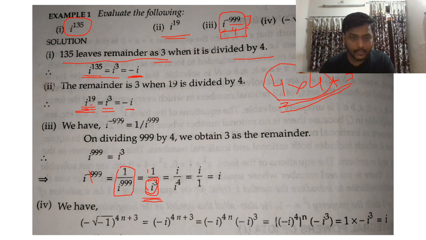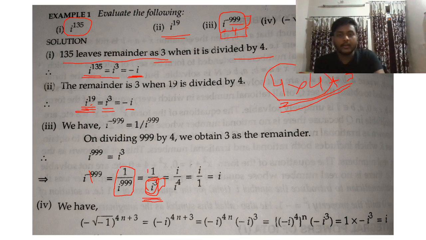As you can see here, we have 1 upon I to the power 3. So if I multiply my I, in the denominator and the same I in the numerator as well, so what will I have? I will simply have iota upon iota to the power 4.